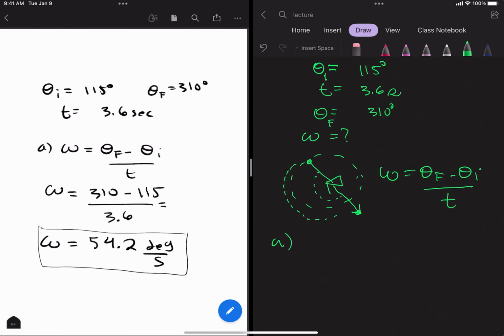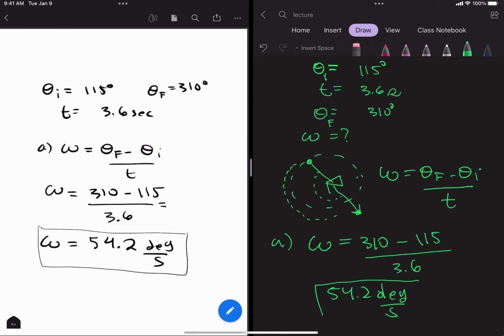So for A, we can just plug in as is. The angular velocity is going to be the final angle, which is 310, minus the initial angle, which is 115, and then divided by the time, which is 3.6, and that's going to give you 54.2 degrees per second. So that's the answer for part A.